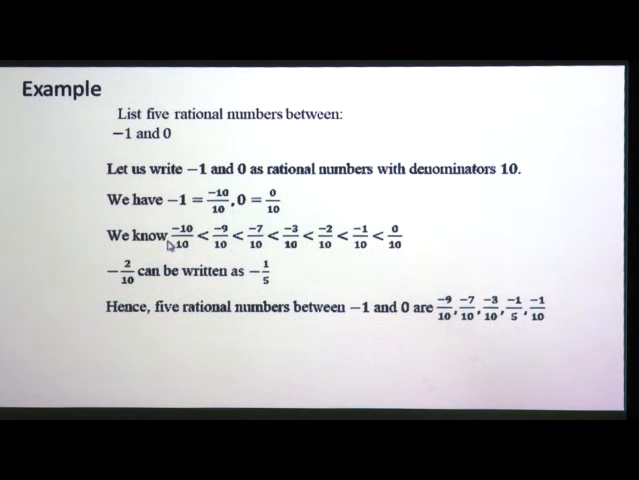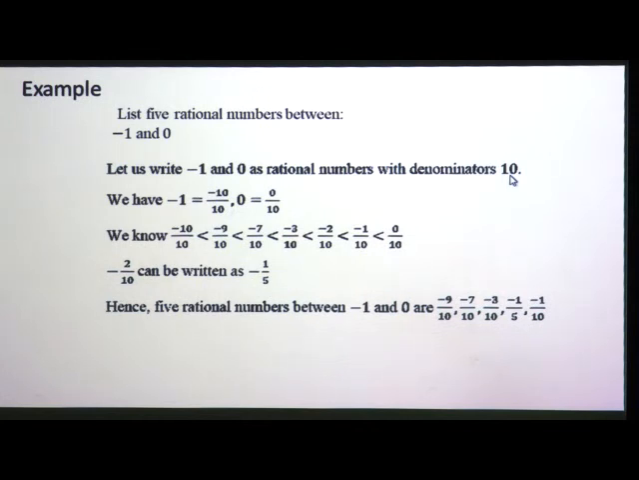So, we know -10 upon 10 is smaller than -9 upon 10, is smaller than -8 upon 10, is smaller than -7 upon 10, is smaller than -3 upon 10, is smaller than -2 upon 10, is smaller than -1 upon 10 and 0 upon 10. Here we have got many rational numbers. I had taken the denominator as 10. You can take a denominator as you wish, but in between there should be 5 rational numbers.